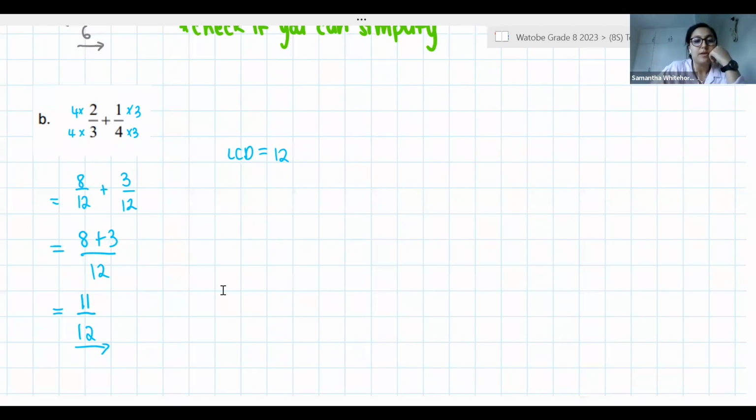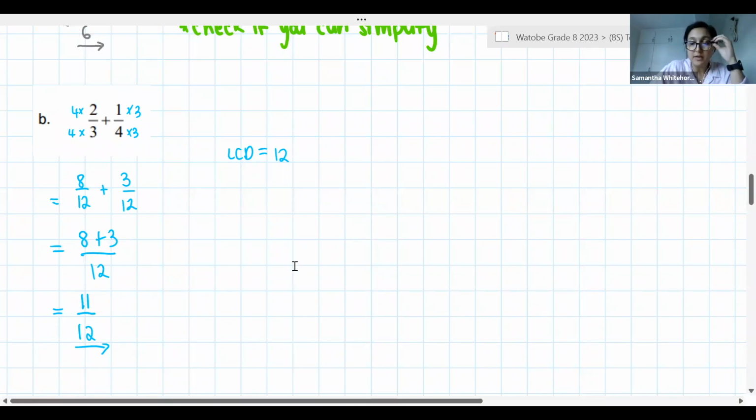Now, what we need to be mindful of is the fact that we always want to check if we can simplify. Always, always. We double check this. There's nothing I can divide into 11 and 12 to simplify it further. And so this is my final answer.